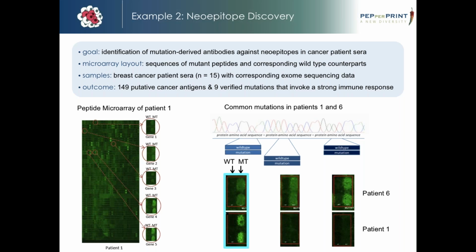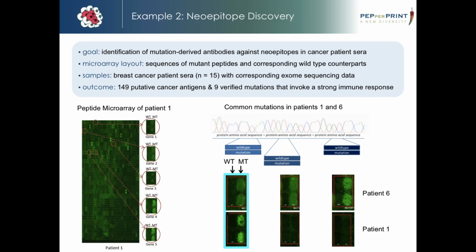that are immunogenic. In the 15 tested patients, they found altogether 9 mutations, which invoked a strong immune response. So some mutations were shared between patients. On the right, you can see 3 shared mutations of patients 1 and 6. However, only the first mutation induced an immune response in both patients. Mutation 2 and 3 only invoked an immune response in patient 6. Thus, the immune response to a mutation is highly personalized.